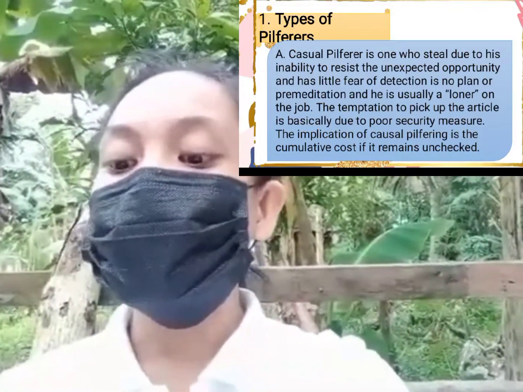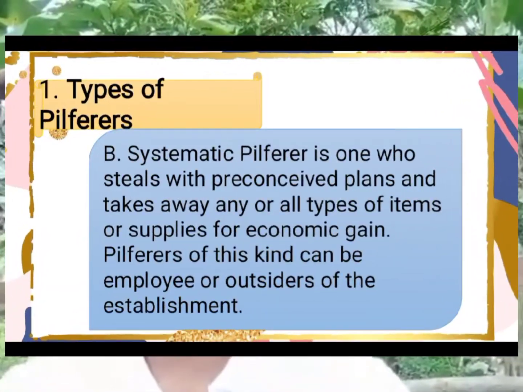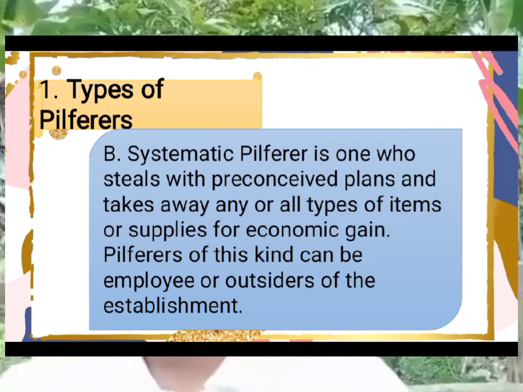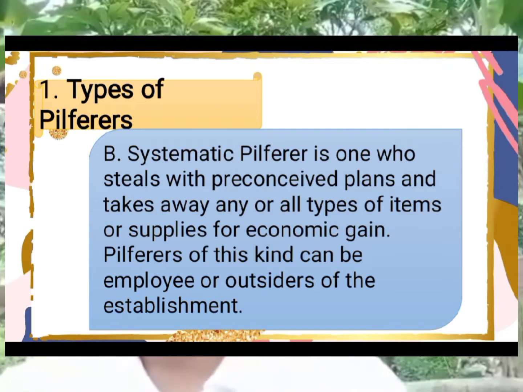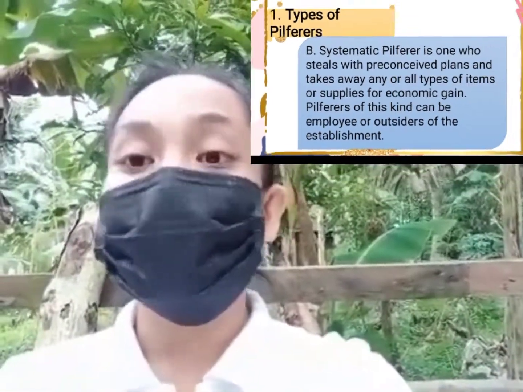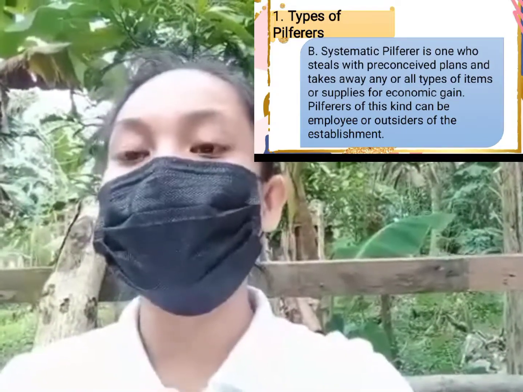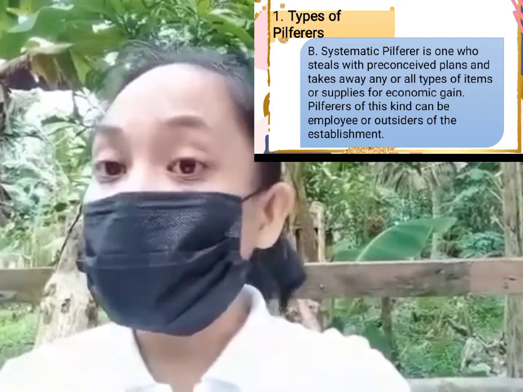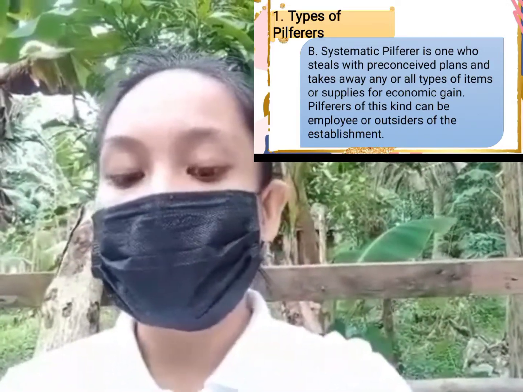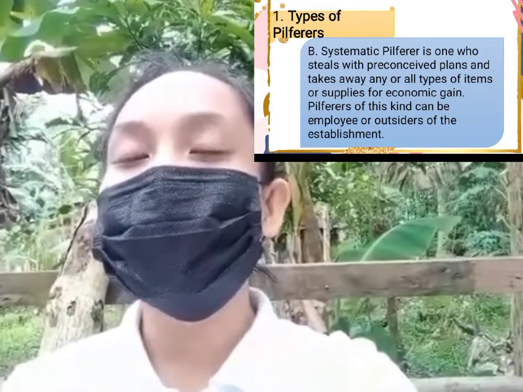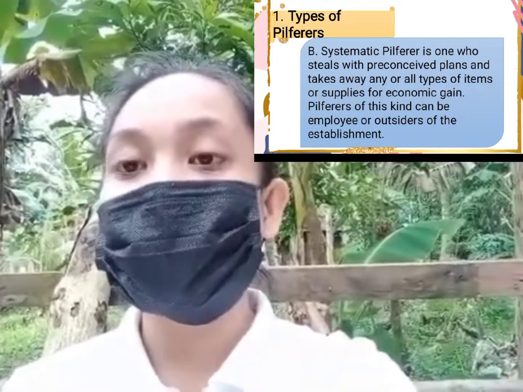So, next, systematic pilferer is the one who steals with preconceived plans and takes away any or all types of items or supplies for economic gain. Pilferers of this kind can be employees or outsiders of the establishment. So, a systematic pilferer plans a theft in advance, thinking about when it will be less risky or easier to steal something, and they look for items from which they can realize the greatest financial gain.